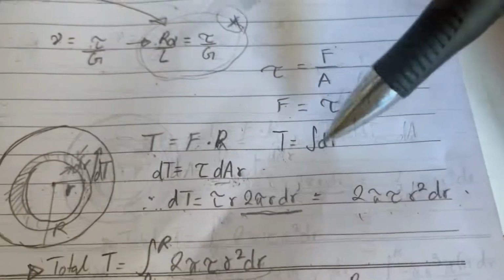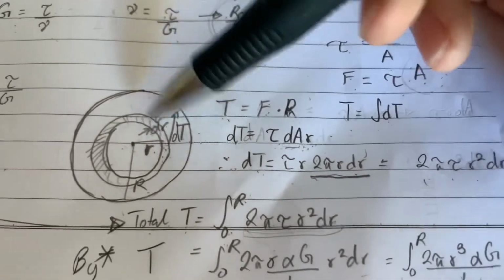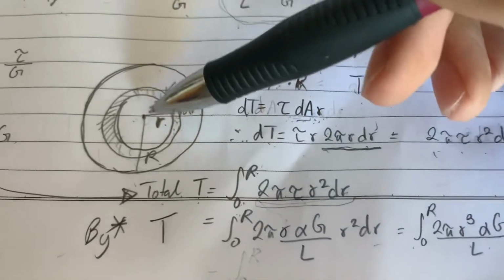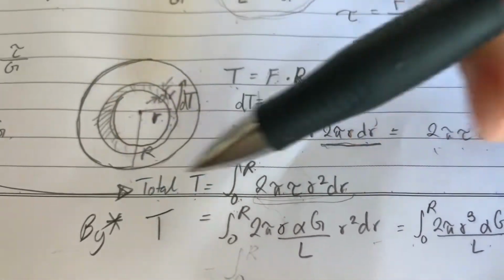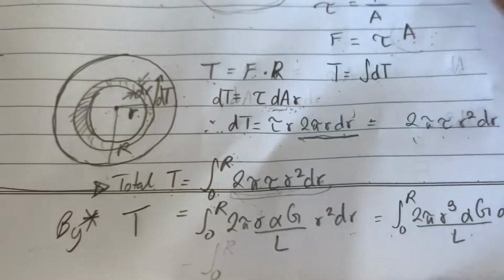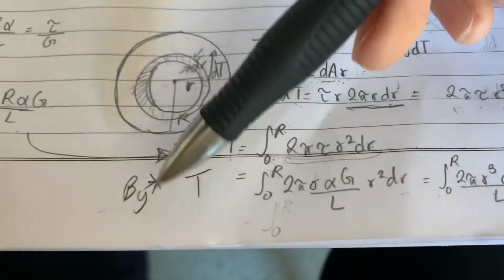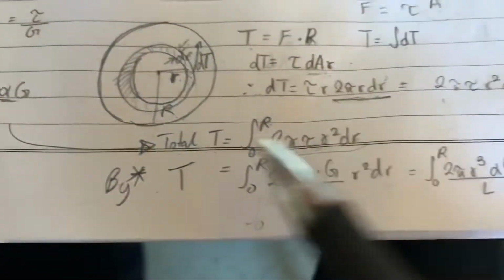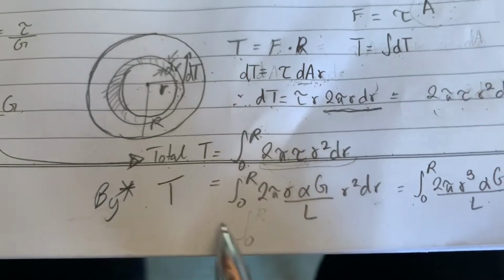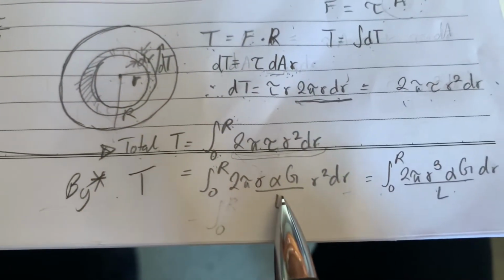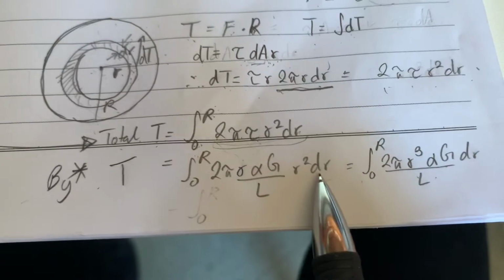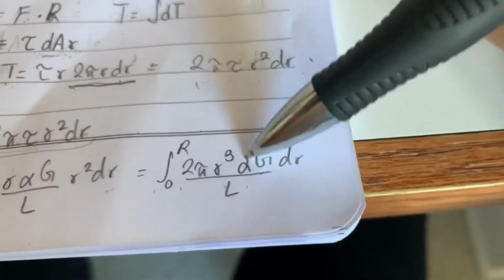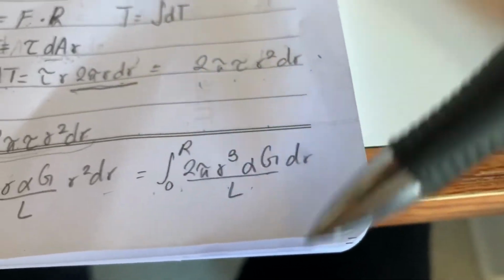The torque will be the integral of all these incremental torques. The limits of integration are from the center of the circle to the edge of the circle, which is from 0 to R. By star, we substitute tau for r alpha G over L and get torque is equal to the integral from 0 to R of 2 pi r alpha G over L times r squared dr, which is the integral from 0 to R of 2 pi r cubed alpha G dr all over L.